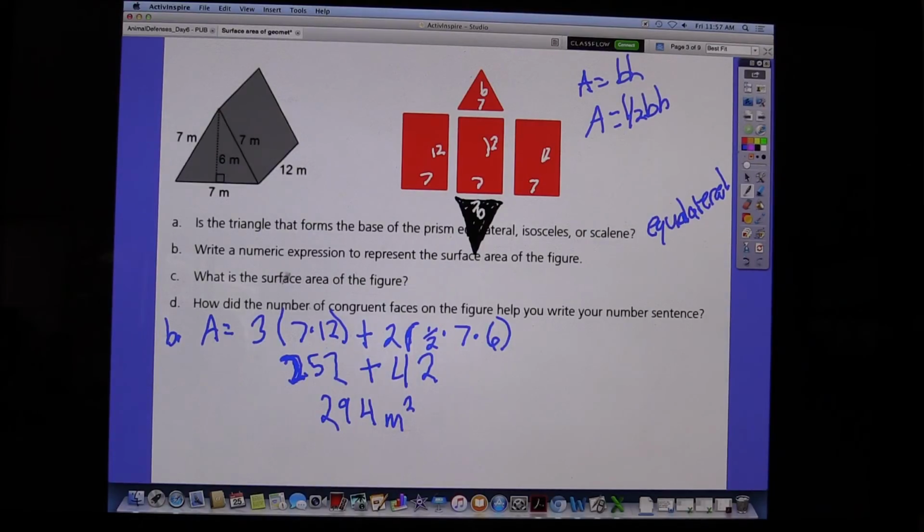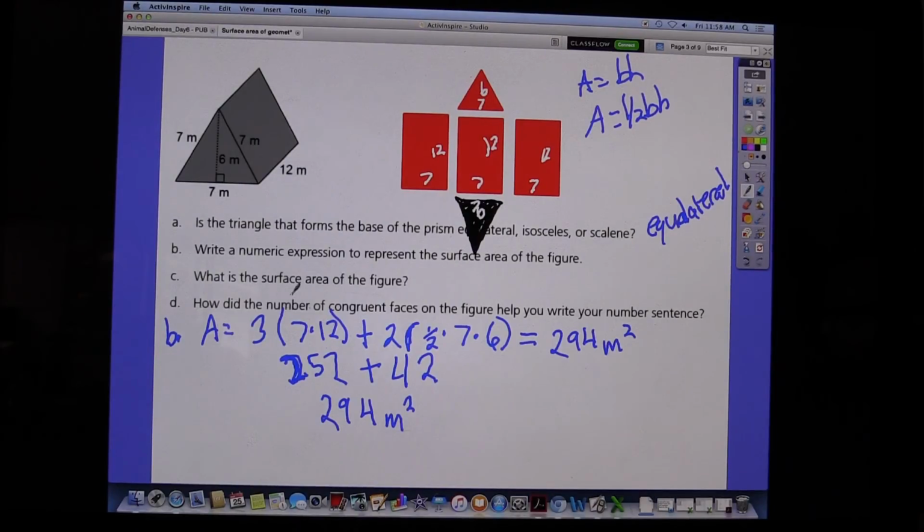And D, how did the number of congruent faces on the figure help you write your number sentence? Well, when I look at my number sentence here, and maybe I should go ahead and write it like this to complete my number sentence, because I had 3 faces that were congruent, I just had to say 3 times 7 times 12. Because I had 2 faces that were congruent, I could say 2 times half times 7 times 6. It really helped me that way.